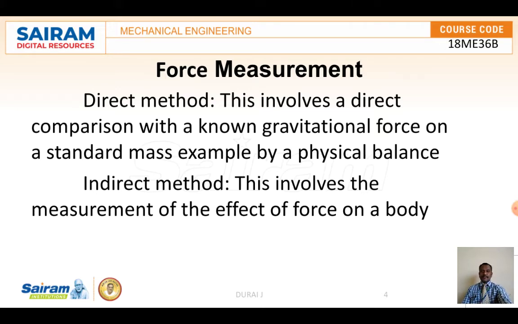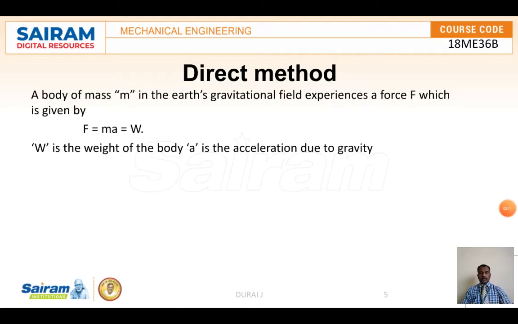Okay, so first we are going to discuss the direct method. In the direct method, a body of mass m in a gravitational force field experiences a force F, which is given by F = ma. That means mass into acceleration equals W. Here W is the weight of the body, a is the acceleration due to gravity, and m is the mass.